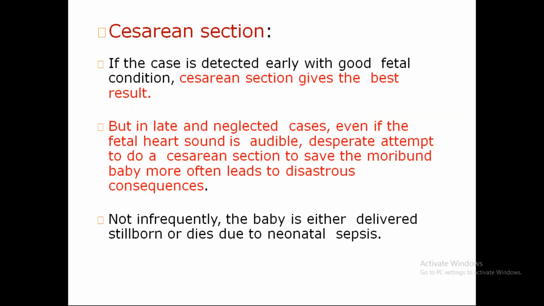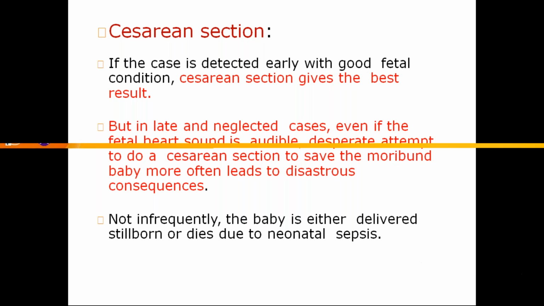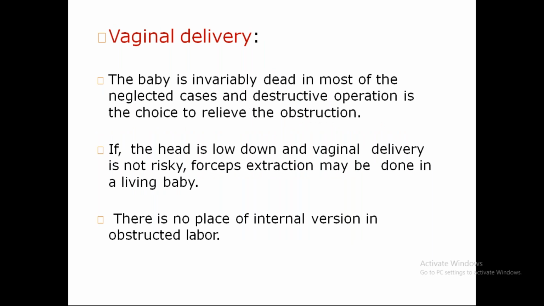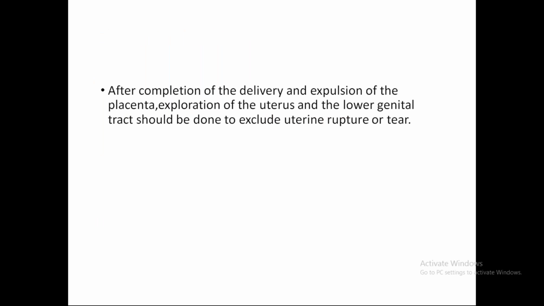If the case is detected early with good fetal condition, cesarean section gives the best result. If the fetal heart rate is good, we can go for cesarean section. If the baby is dead, or vaginal delivery is possible, we can go for forceps extraction. And after the delivery of the baby, after expulsion of the placenta, exploration of the uterus and lower genital tract should always be done to exclude any rupture or any tears. Okay, this is obstructed labor.